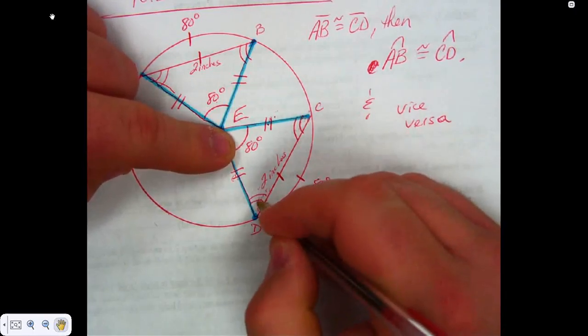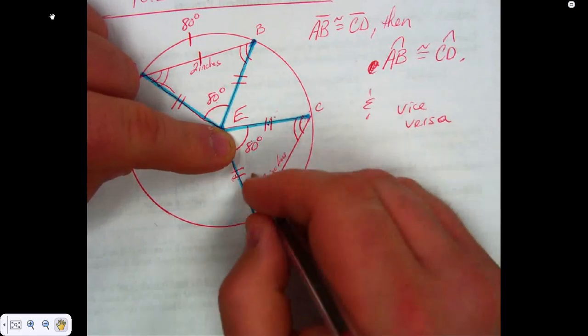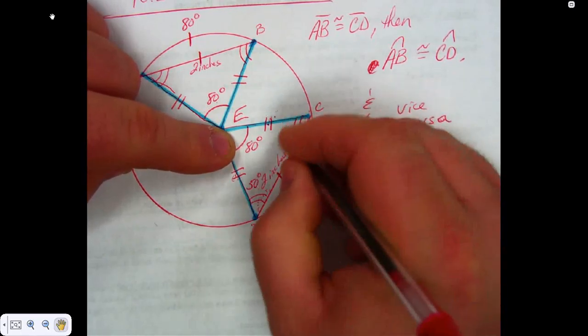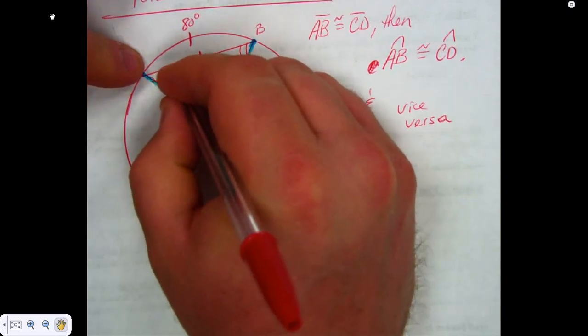Since they're equal, to divide them evenly would make this what? 50 degrees, and this what? What would it make this one? And this one?